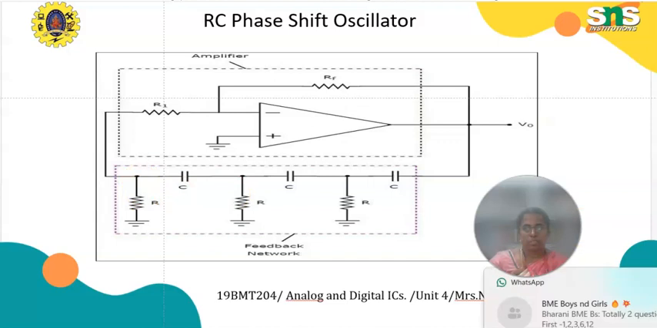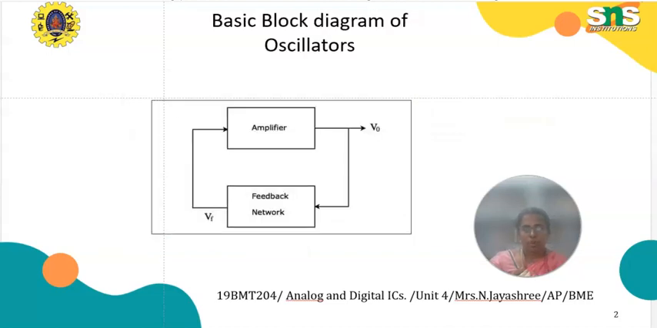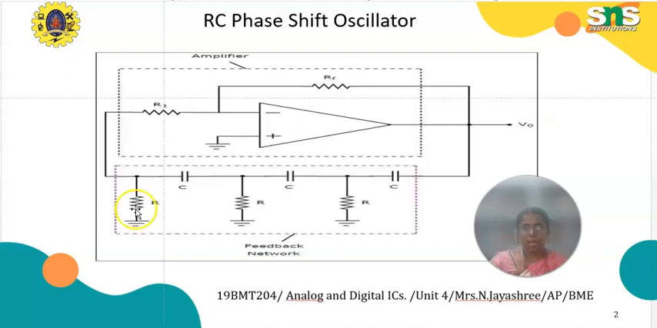Resistor along with this capacitor, resistor along with this capacitor, resistor along with this capacitor. So this forms the feedback network and this forms the amplifier. Like we have already seen in the basic amplifier configuration, the topmost is the amplifier network and the bottommost is the feedback network. Similarly here, it is the amplifier network and the bottom is nothing but the feedback network.